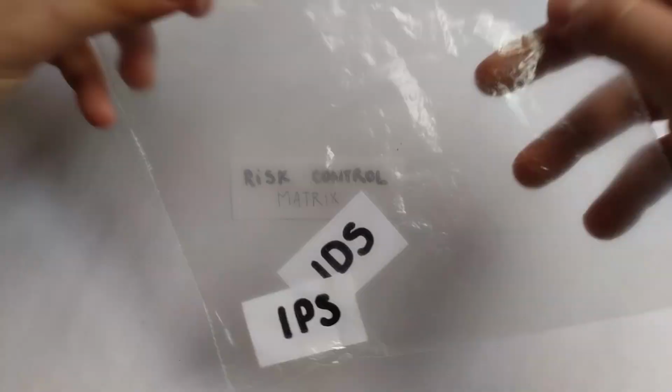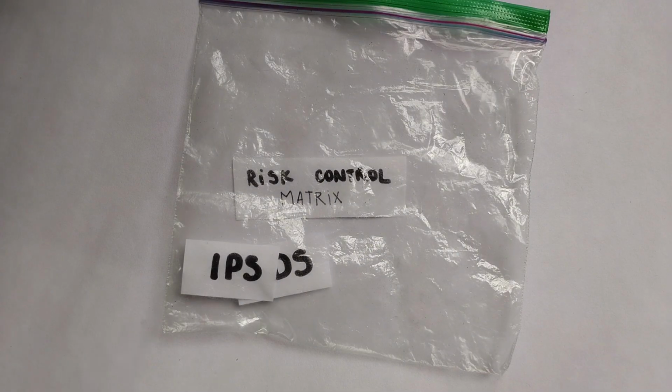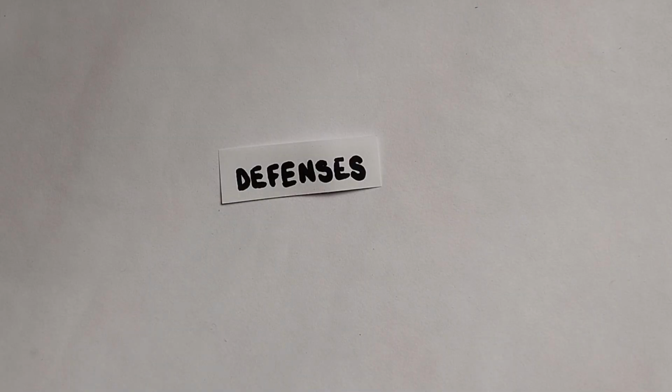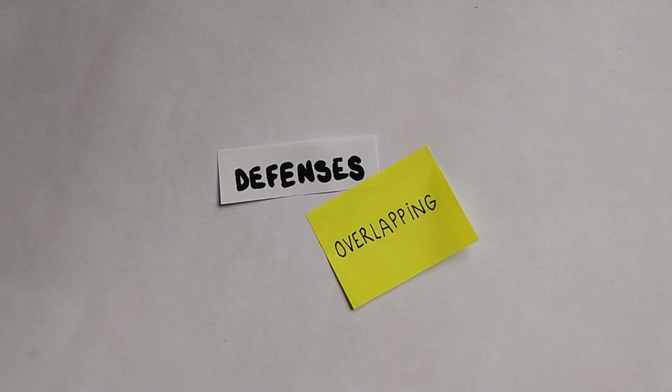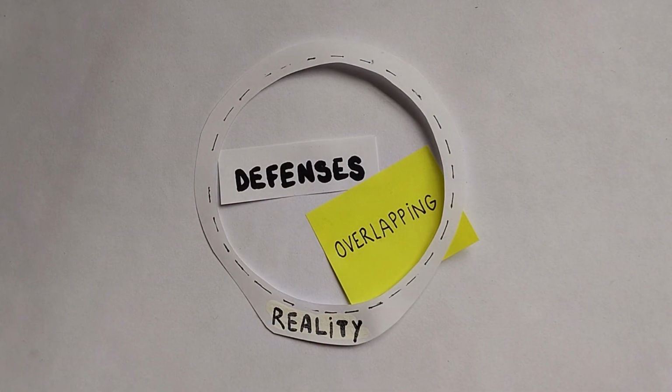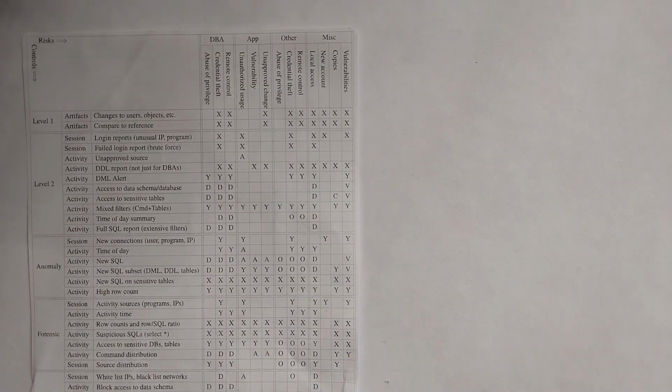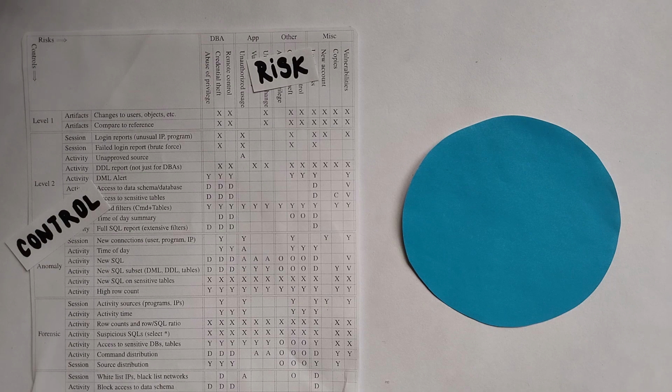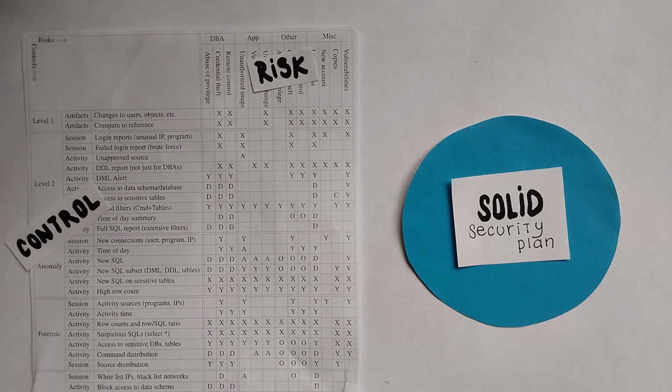We previously discussed the need for airtight defenses and using IDS and IPS. Now, let's take things to the next level with overlapping defenses and explain how all that theory becomes reality. The risk control matrix is the core of any solid security plan. The matrix maps our risks to the controls we wish to apply.